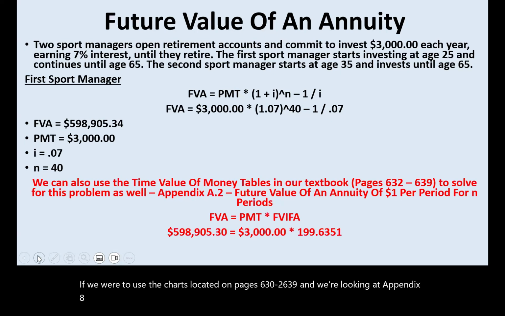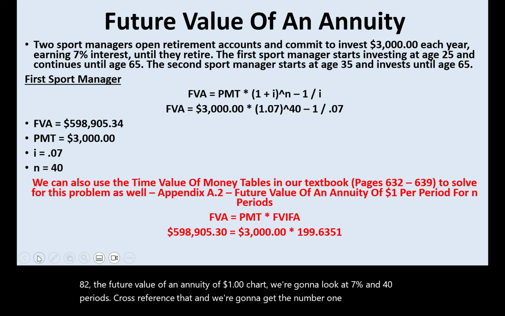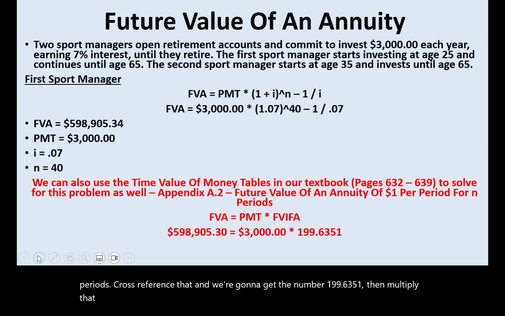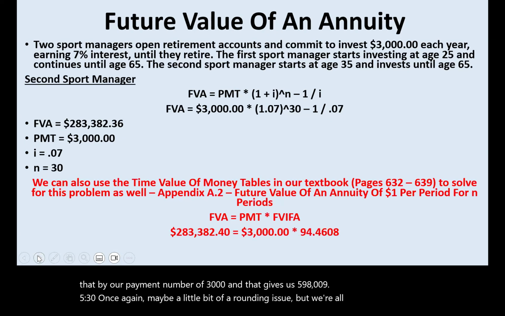If we were to use the charts located on pages 632 to 639, and we're looking at Appendix A.2, the future value of an annuity of $1 chart, we're going to look at 7% and 40 periods, cross-reference that, and we're going to get the number 199.6351. Then multiply that by our payment number of 3,000, and that gives us 598,905.30. Once again, maybe a little bit of a rounding issue, but we're all good.